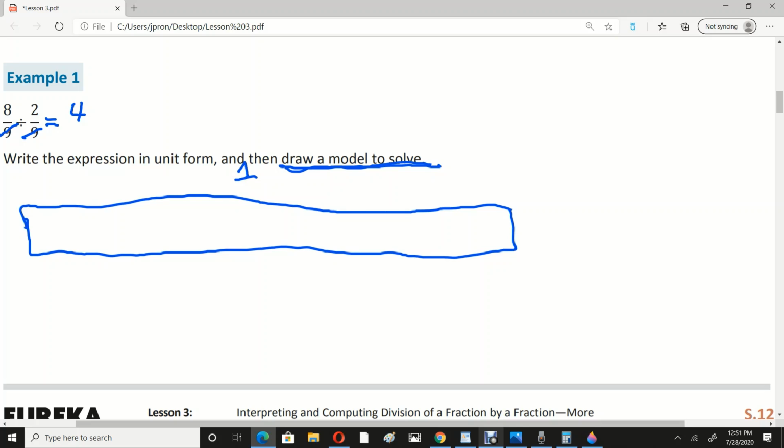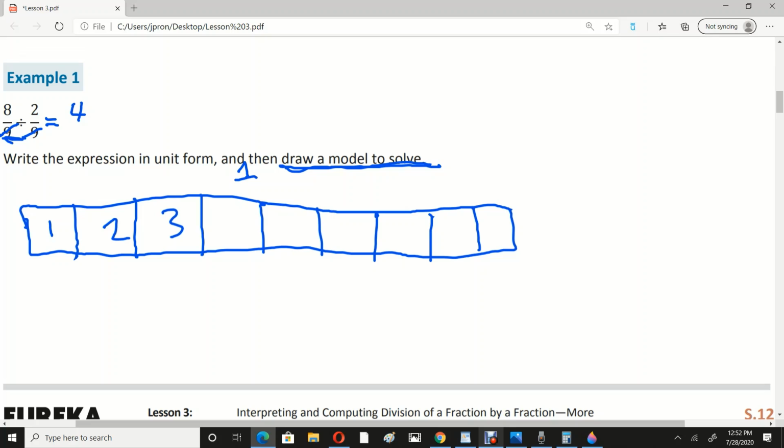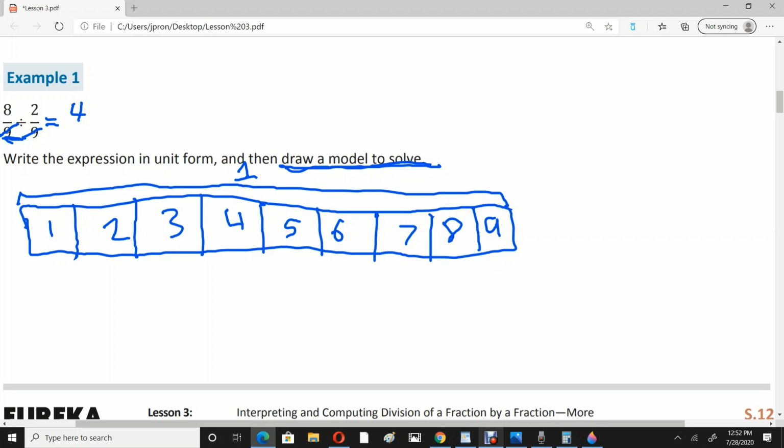So this is 1. But we need to break this into ninths. So we're going to partition this. We got 1, 2, 3, 4, 5, 6, 7, 8, 9. So now you see we have equal parts, 1, 2, 3, 4, 5, 6, 7, 8, 9. So now this whole is broken up into 9 individual parts. 9 ninths of this whole. So 8 ninths represents this portion right here.